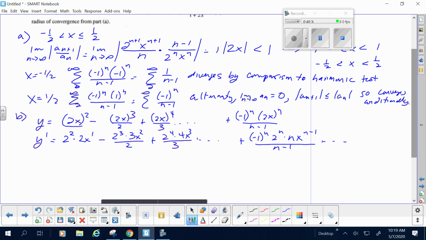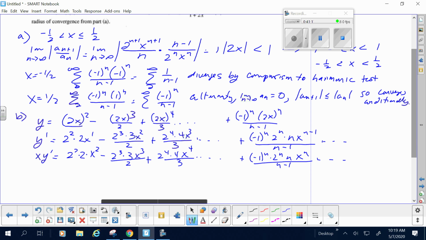All right. Now you can see what we're trying to build up is xy prime. So I'll call xy prime then that multiplied by an x, so every x raises by 1 power. So 2 squared times 2, guess I could clean that up. Oh, that's right. And x squared minus 2 cubed times 3x cubed over 2 plus 2 to the fourth times 4x to the fourth over 3. Generally, negative 1 to the n, 2 to the n, x to the n over n minus 1.